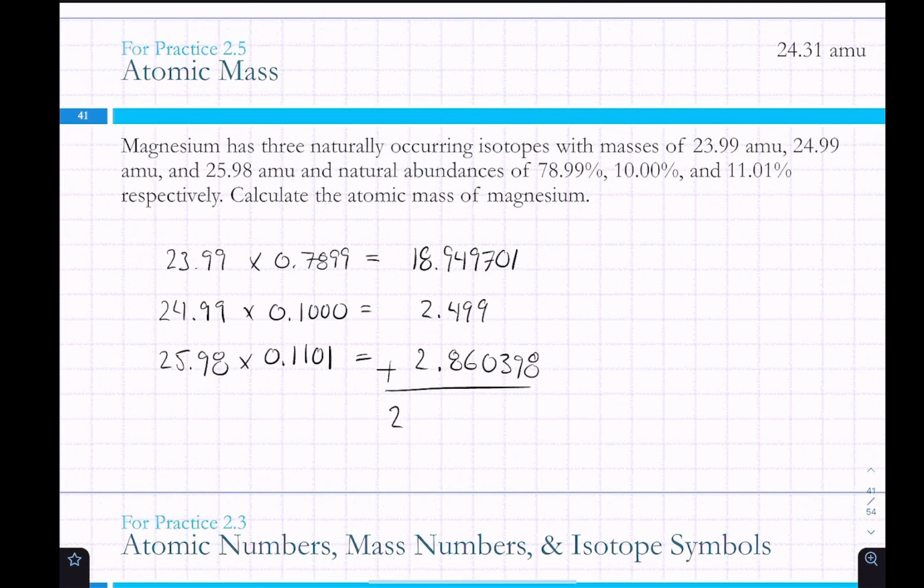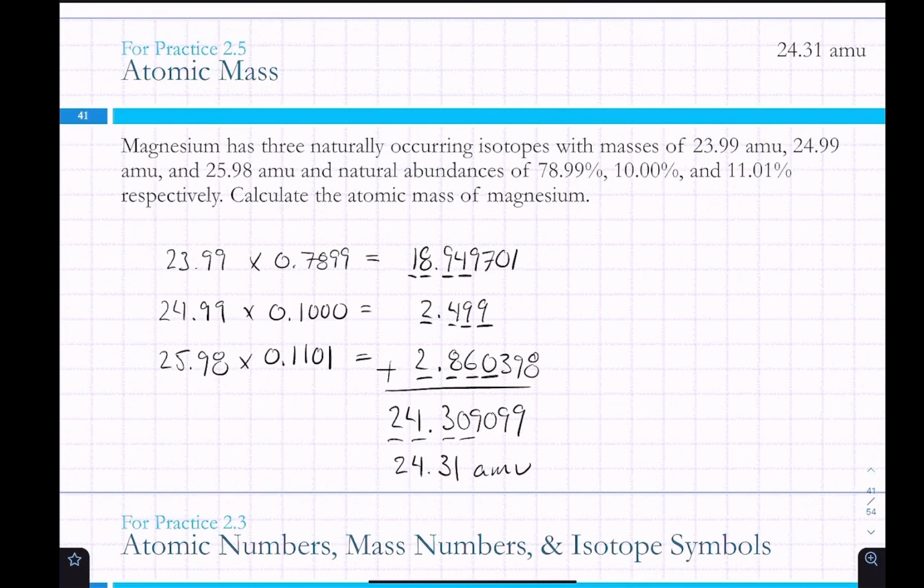So it'd be 24.309099. Also good practice for keeping track of sig figs. Final answer: 24.31 AMU.